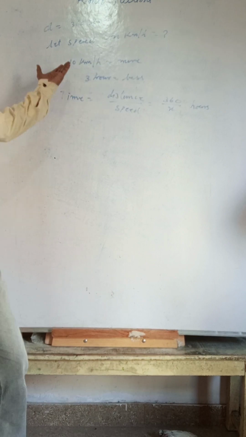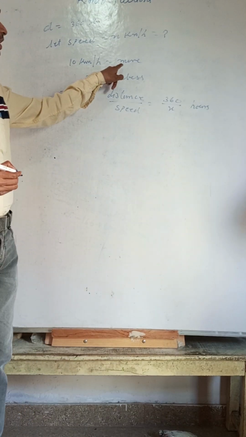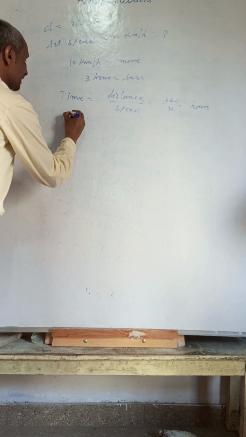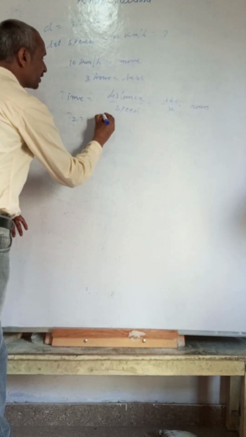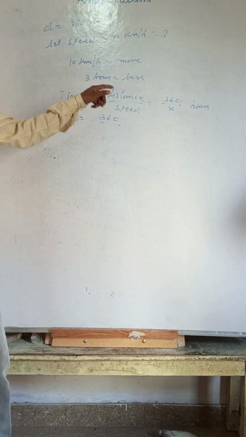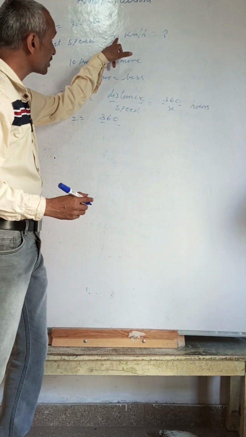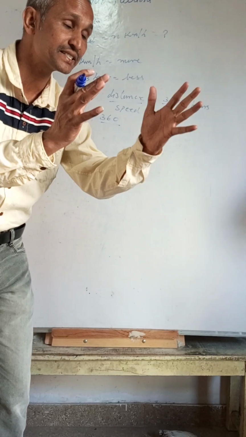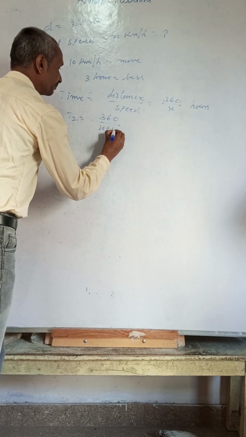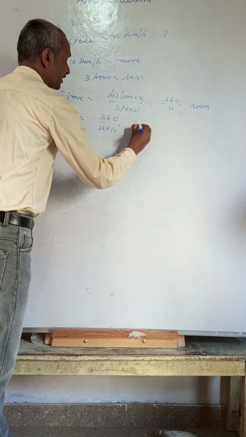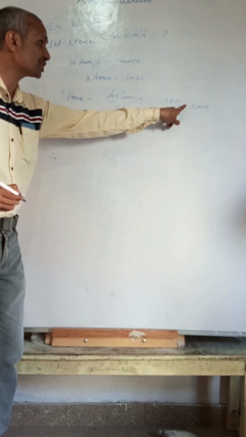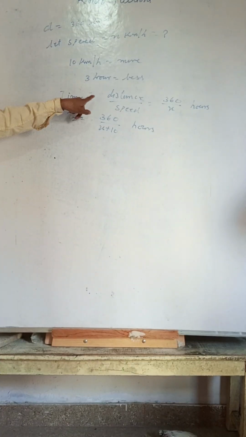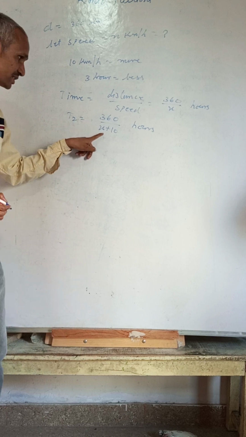Now the second condition. What is given? 10 km per hour more. This is T2. The distance is the same, it has not changed, so it is 360. But the speed becomes 10 more. First the speed was x, now the speed becomes x plus 10. That is the hours it will take. But the condition says it takes 3 hours less, so we do the minus. This is also time, and this is also time, the first and second time.